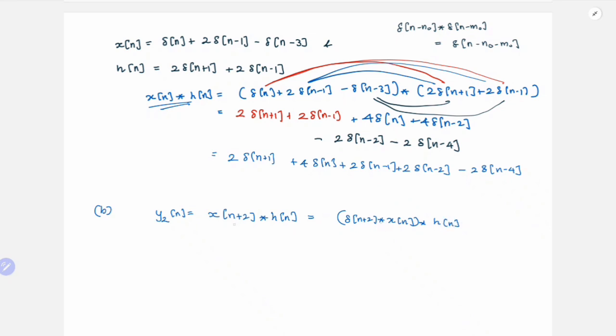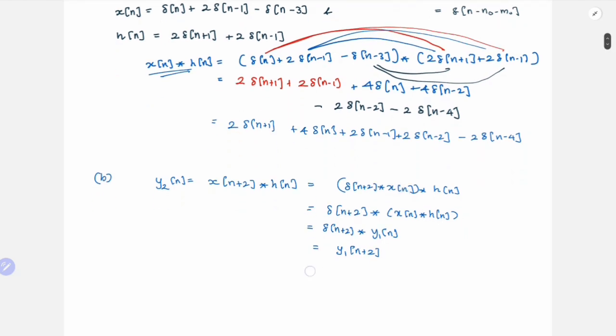Because you can write your x of n plus 2 as delta of n plus 2 convolved with x of n, right? And you can use the associativity property and write it as delta of n plus 2 convolved with x of n convolved with h of n. And this is nothing but delta of n plus 2 convolved with y1 of n, which is nothing but y1 of n plus 2. So you can just replace n with n plus 2. You will get 2 delta of n plus 3 plus 4 delta of n plus 2 plus 2 delta of n plus 1 plus 2 delta of n minus 2 delta of n minus 2.